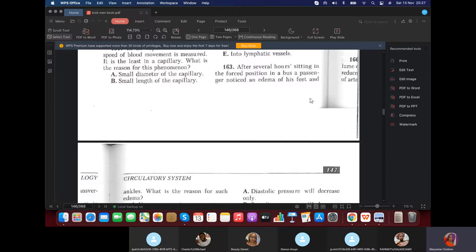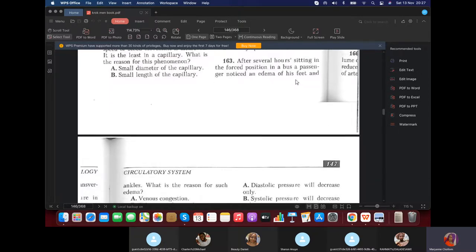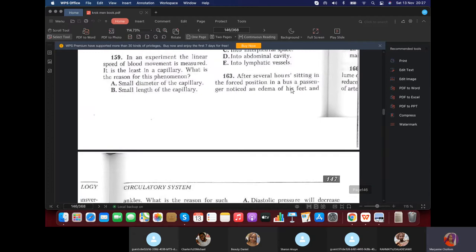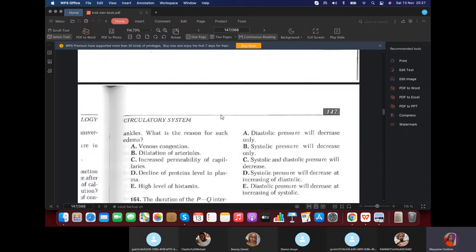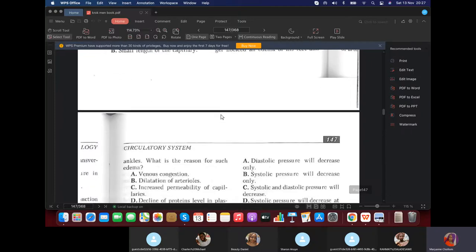After several hours sitting in the first position in a bus, a patient got edema of the feet and ankles. What is the reason for this? Because the person was sitting for long, what happened is that there was venous congestion.